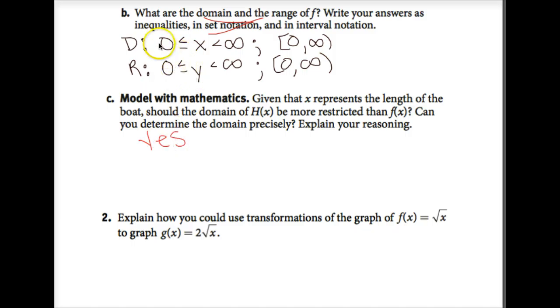It makes sense to keep it with 0, except it doesn't make sense to have the equal to. We know that the length can't actually be 0. And we also know that there is some sort of upper limit.